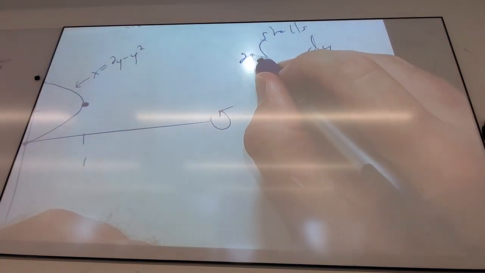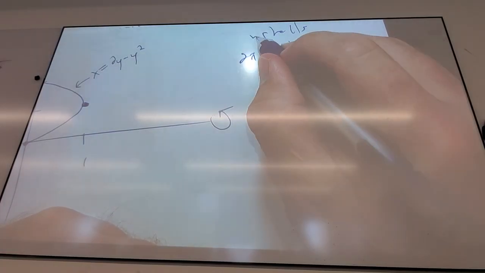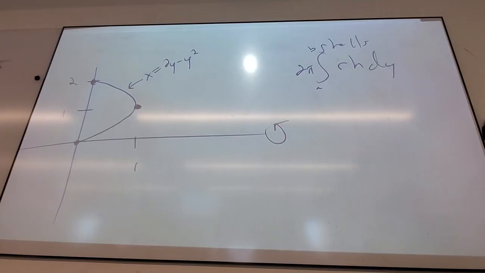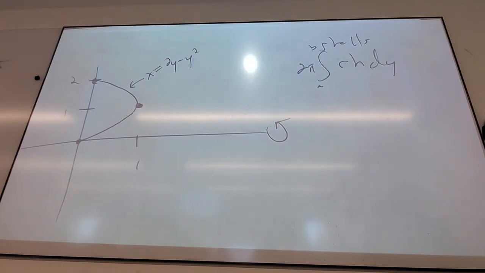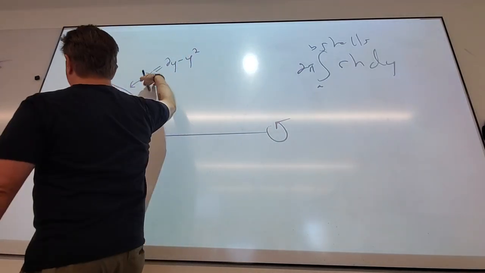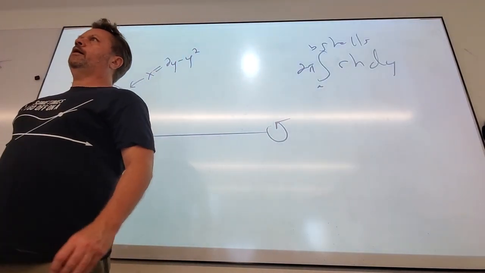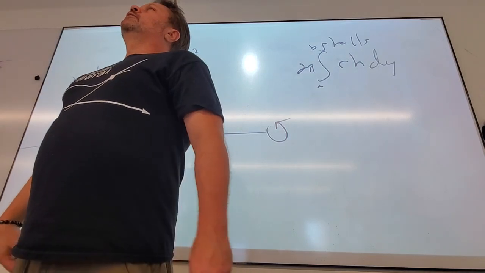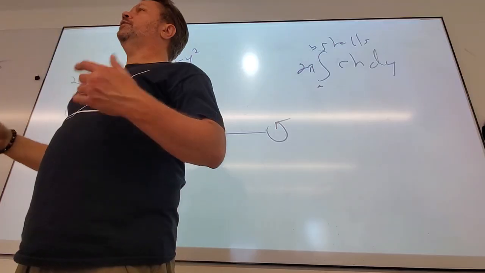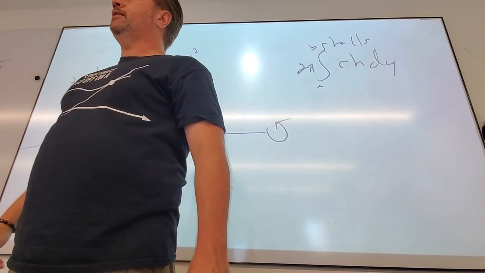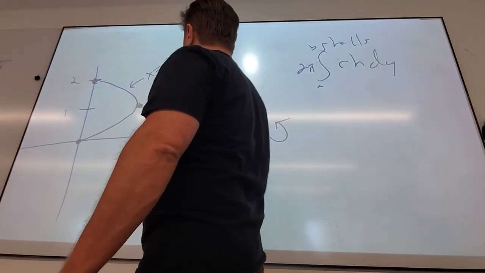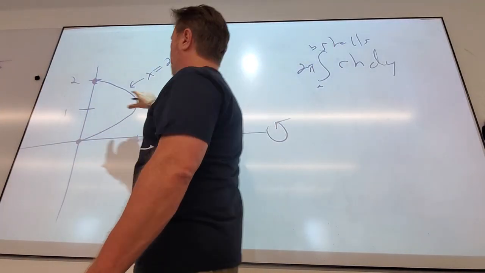So then I need to figure out r and h and a and b. A and b are easy. What are a and b? 0 to 2. That's where my region lives along the y-axis. Everything is happening from y equals 0 to y equals 2. Draw in a representative rectangle, but what's it going to look like? Is it going to be standing up or laying down? It's going to be laying down, because it's got to be parallel to the axis I'm rotating around.